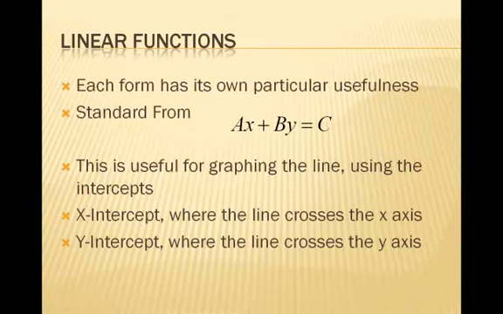And recall that if you want to find the x-intercept, then you basically plug in a 0 for y. When you want to find the y-intercept, you plug in a 0 for x. And once you have those 2 points, then you can draw your line through them and you can see what the line looks like.